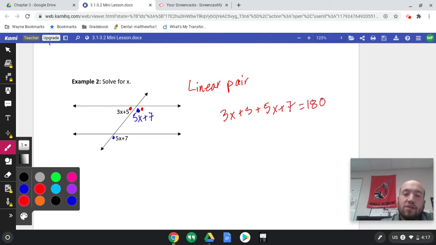So let's combine our like terms. The 3x and the 5x gives us 8x. The 5 and the 7 gives us 12. Subtract the 12, we get 8x equals 168. And at this point divide and we get x equals 21.